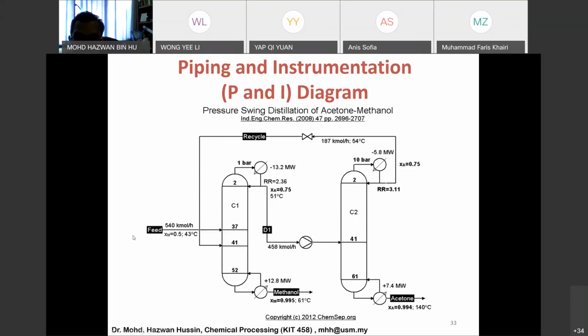So you have a feed of a mixture between acetone and methanol. So you have like one column, okay, that actually separates methanol, and another column that separates acetone. Okay, right.